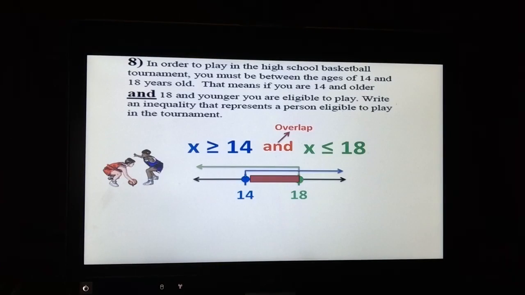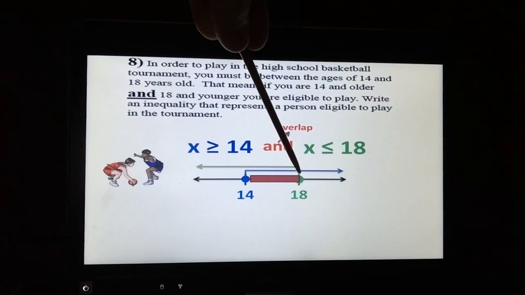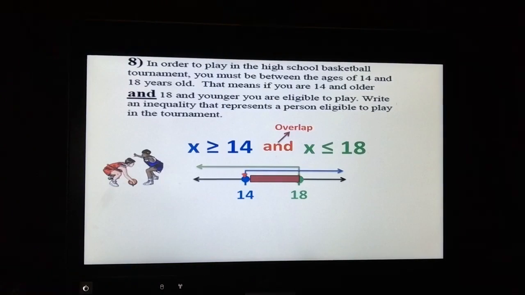All right, and we would still include the number 14 because there's blue and green. So you can see there's a blue dot and there's green above there. Over here we have a green dot and a blue line up there, so they are included. We would include them in the shading, and we would also include them in our list of solutions. We have 14, 15, 16, 17, and 18. Those are the ages of someone who can play in the tournament.